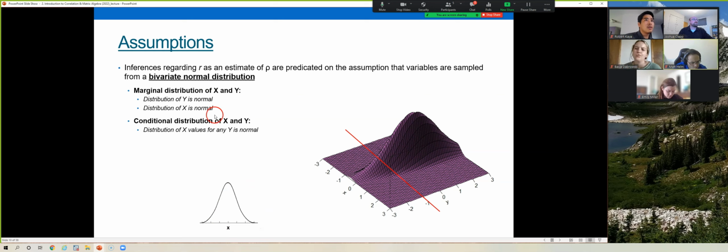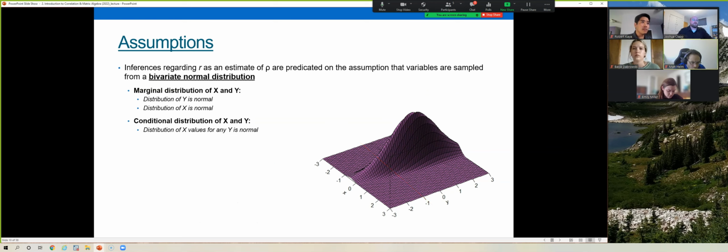Okay, so this is different than the marginal distribution. Marginal distribution is all x's in the set, all y's in the set. Each one of those is normal. All right, we all got that. Our conditional distribution says that also what I need to see is that for any value of y, the x's are normally distributed. Same thing, let's say I take a slice through this mesh at y equal to 1. I would still see a normal distribution of x values.